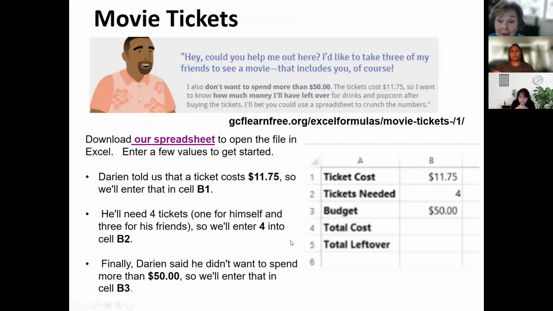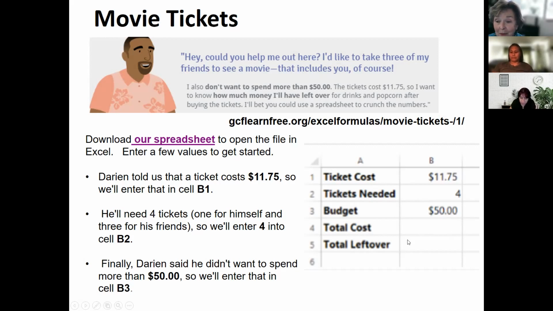And I think we can do one more quick one. This one is about movie tickets. You don't want to spend more than $50. The tickets are $11.75. So how much money do you have left over for drinks and popcorn after you buy all the tickets? You can use a spreadsheet to crunch those numbers. Here's your ticket cost. You need 4 tickets, one for you and your friends. He didn't want to spend more than $50, so there's his budget.